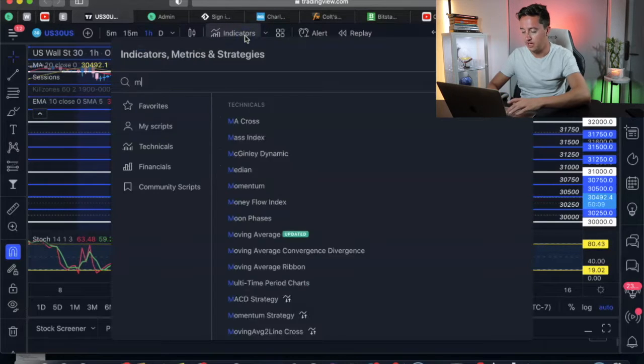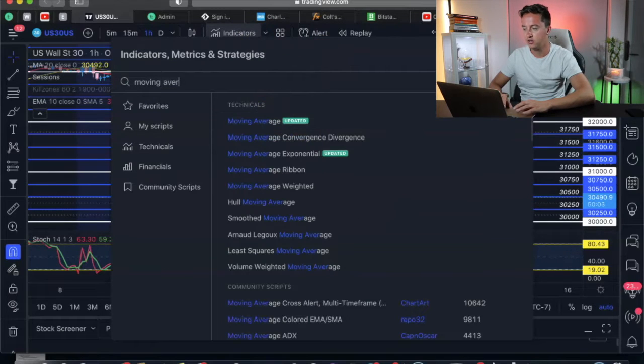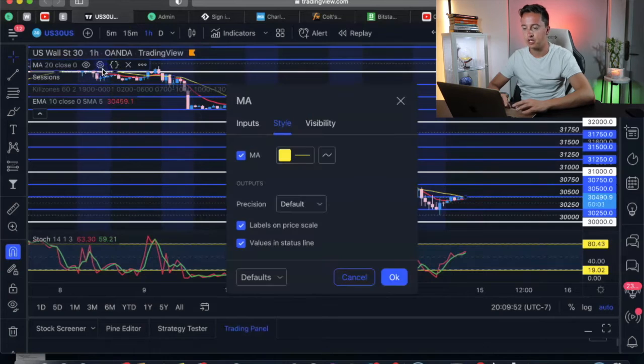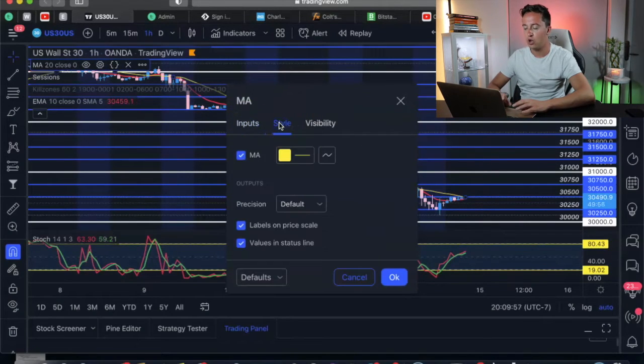With the first one, the moving average, you type in moving average, and then you're going to click this one right here. Once you get it, it's going to pop up. You're going to go to the settings and have the length at 20. And you can make the style whatever you guys want.